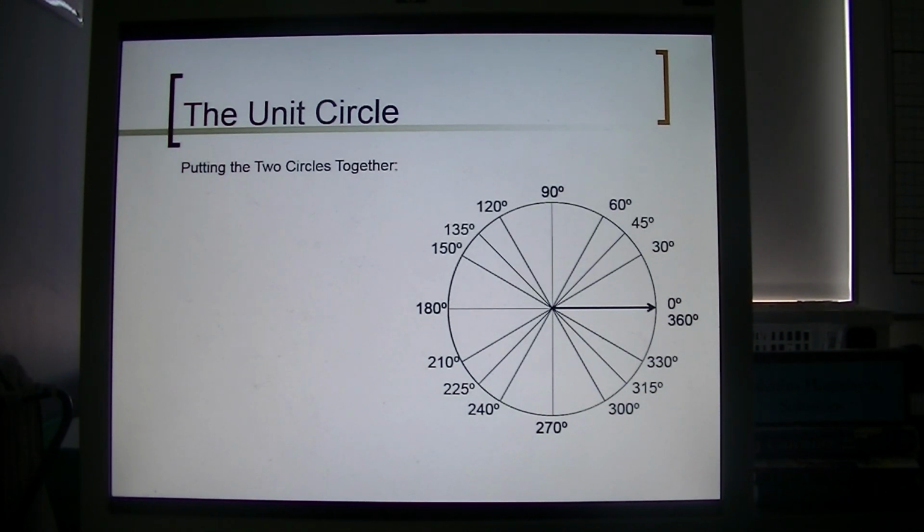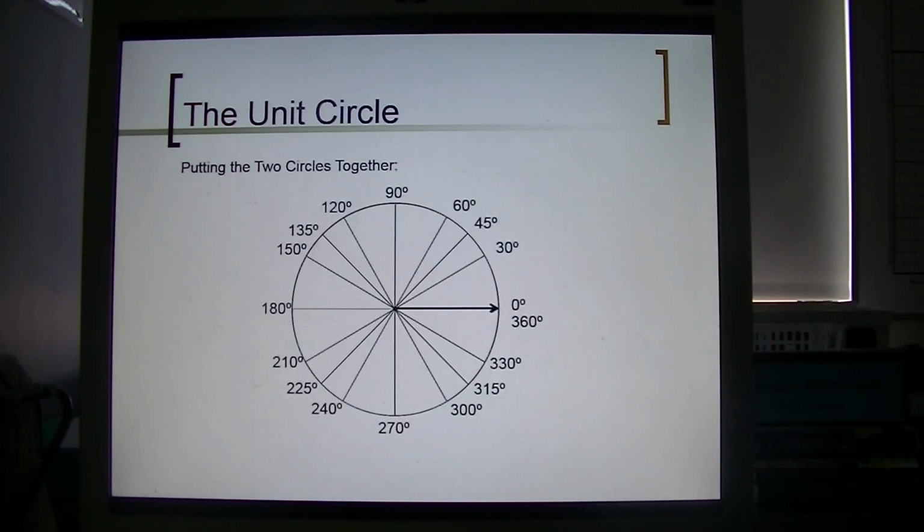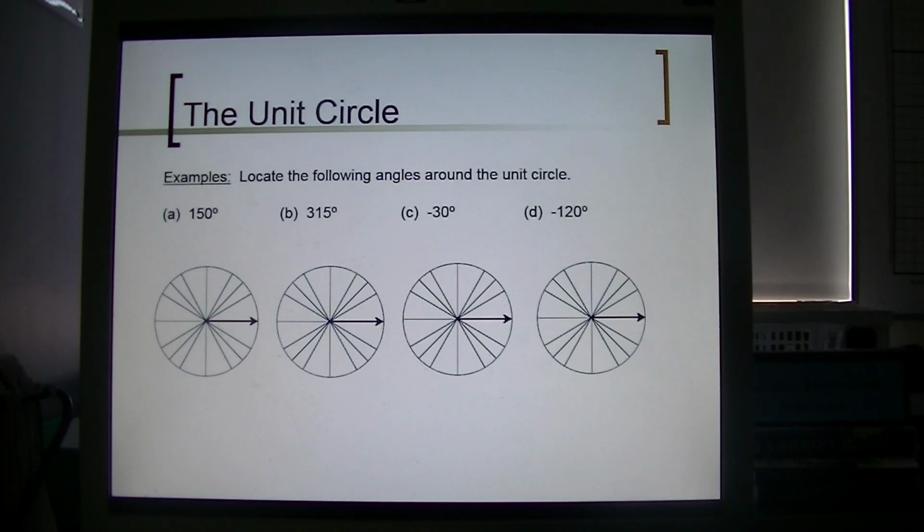Okay, do you have that unit circle filled in? The first thing we're going to have to be able to do with this is just locate certain angles. Forget about C and D right now. A and B, I would like you to put a dot at that place for that angle. So on the next page.